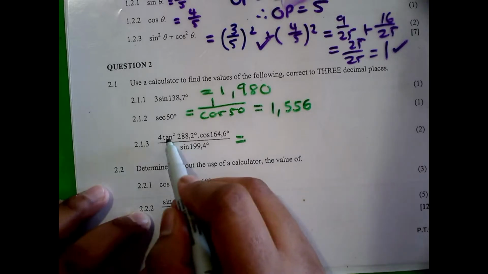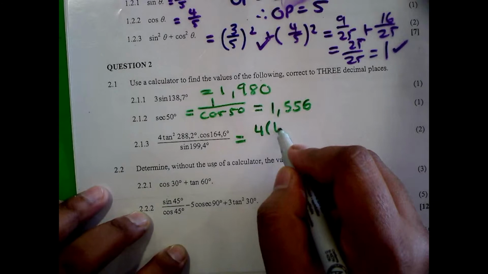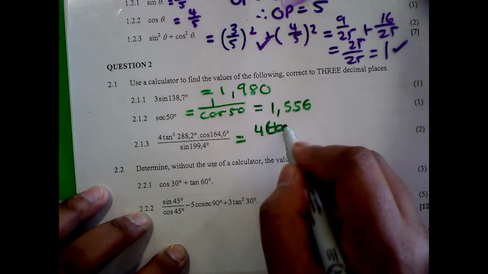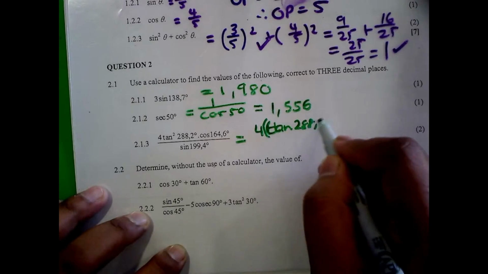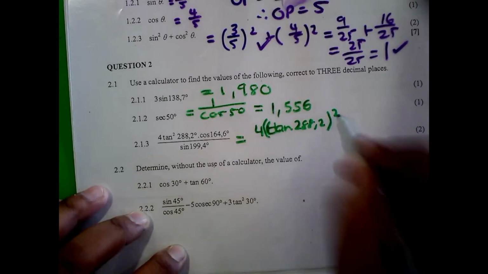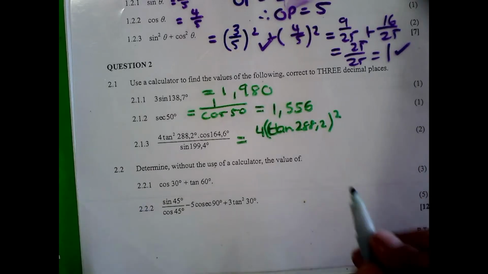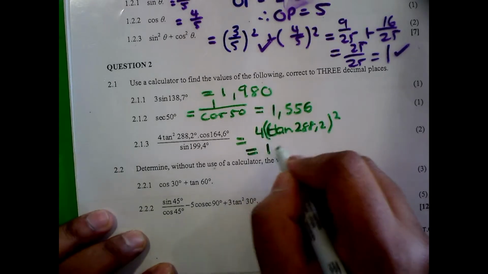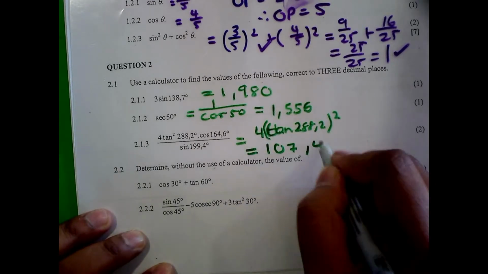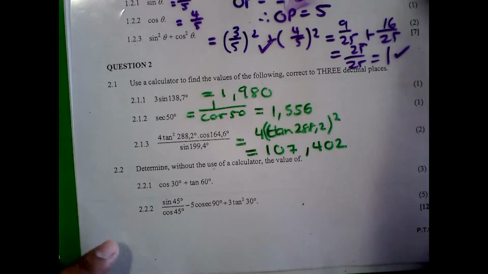Then this one here, when you type in your calculator, you must make sure that when you are doing the tan squared, you must say 4 open brackets, or you can say 4 tan. Oh yeah, you must have your open brackets. Tan 288,2, close it, and then you put the square on the outside. You can't put the square on the tan because your answer won't come out right, okay? And when you do the whole thing, type in your calculator, your final answer is going to be 107,402.